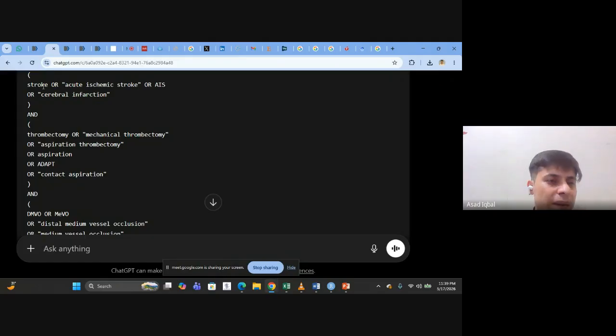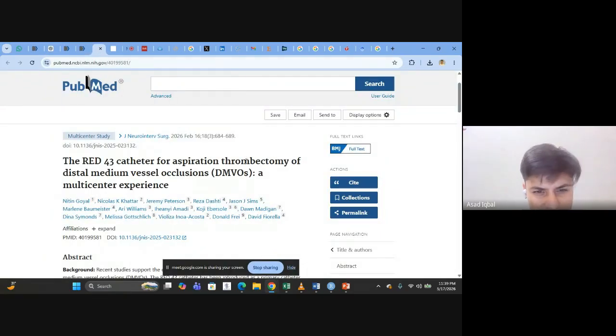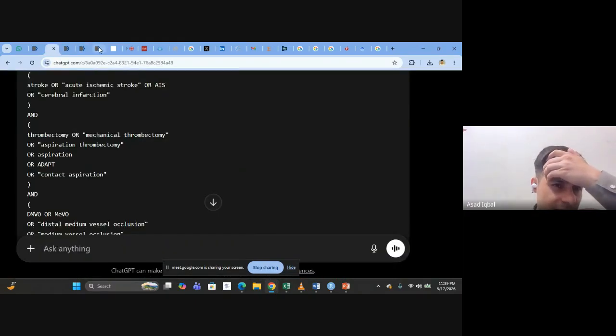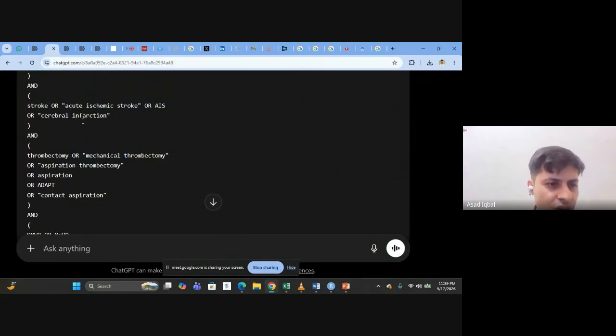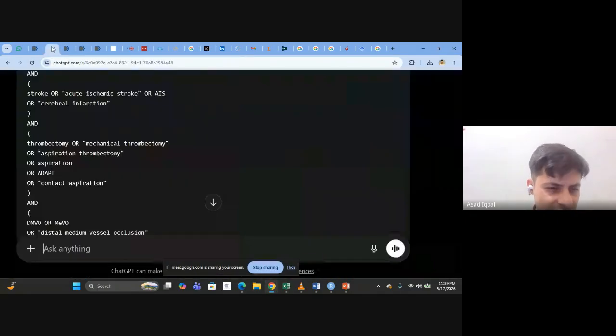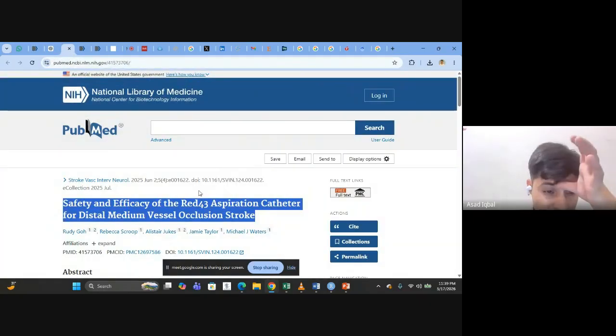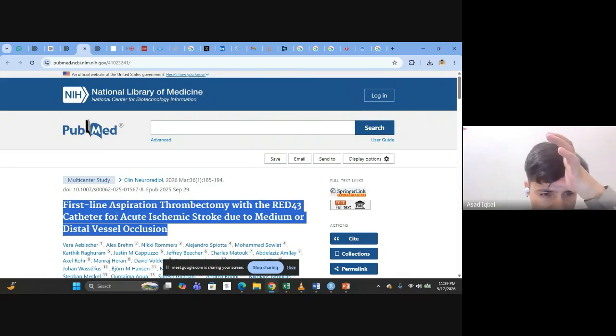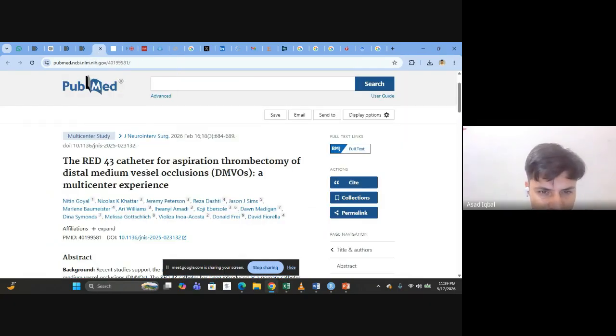The other thing is thrombectomy. Stroke is acute ischemic stroke or AIS or cerebral infarction. Let me say cerebral infarction. No mechanical thrombectomy. No aspiration thrombectomy. No aspiration. Okay. The next thing is thrombectomy. Thrombectomy, aspiration. Okay. What's next? See here. Aspiration catheter. Aspiration thrombectomy. Catheter for aspiration.